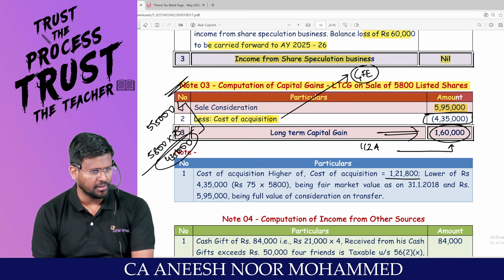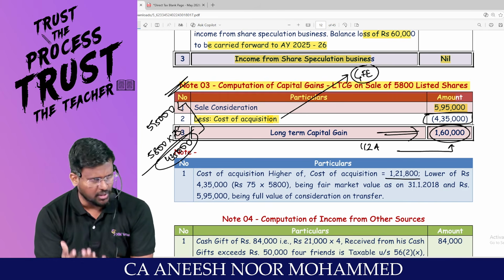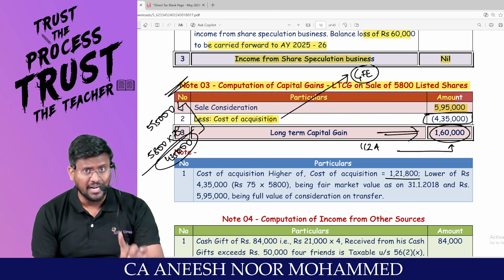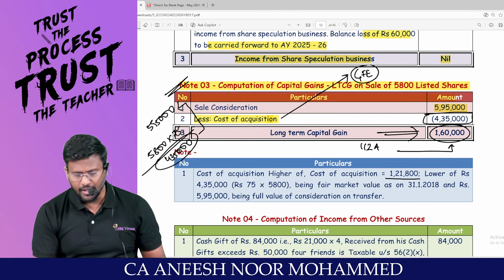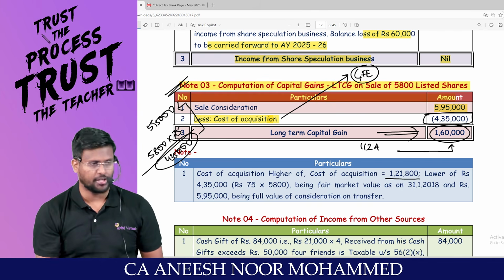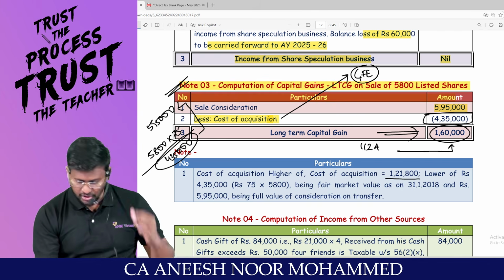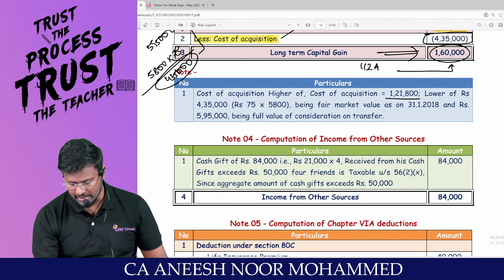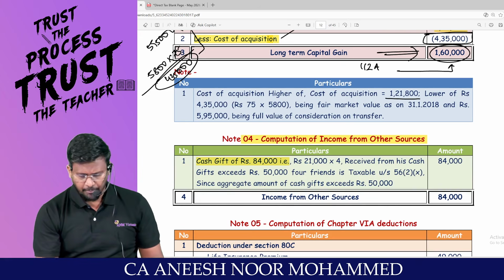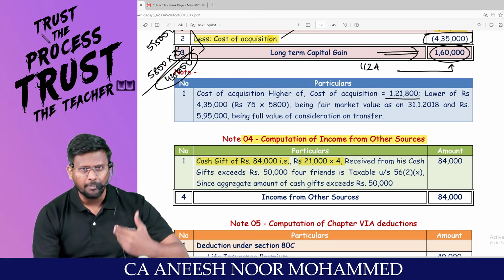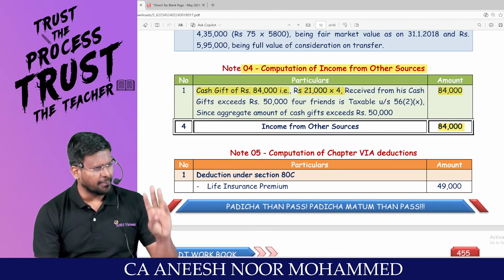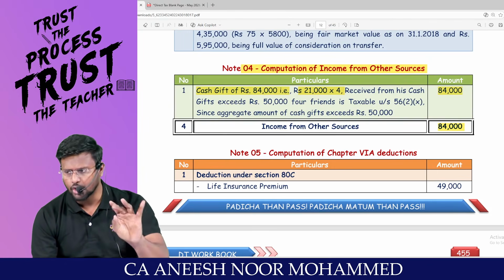Why I am highlighting this is we all know that up to 1,25,000 it is exempted. Any long-term capital gain taxed under 112A up to 1,25,000 is exempted. Balance will be taxable at 12.5%. That we have to keep in mind at the time of computing the tax liability. Computation of IFOS, we can easily compute: cash gift of 84,000, because 21,000 into 4, these people are not relatives. So straight away it will be taxable under IFOS. That's it. Capital gain done. IFOS done. Automatically gross total income done.